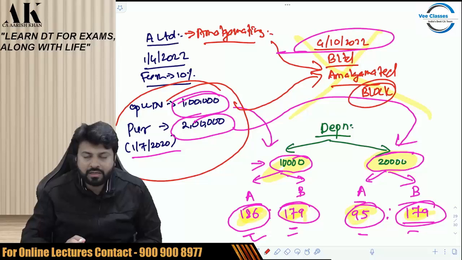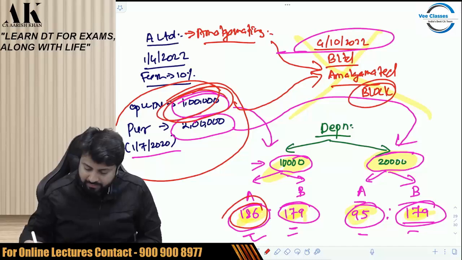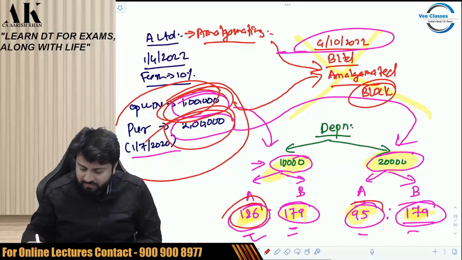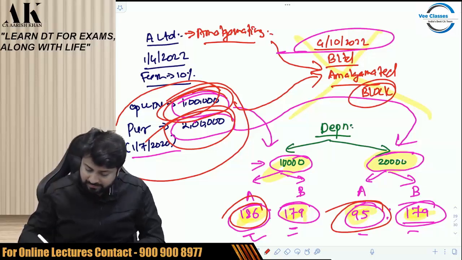Logically speaking, it should enter the block of B Limited at 1 lakh minus whatever depreciation A has claimed, at 2 lakh minus whatever depreciation A has claimed, because that is the WDV in the hands of A Limited. This is the logical answer. But the government goes beyond logic and gives great benefits to amalgamation. You cannot imagine that kind of benefits. What benefit has the government given over here?